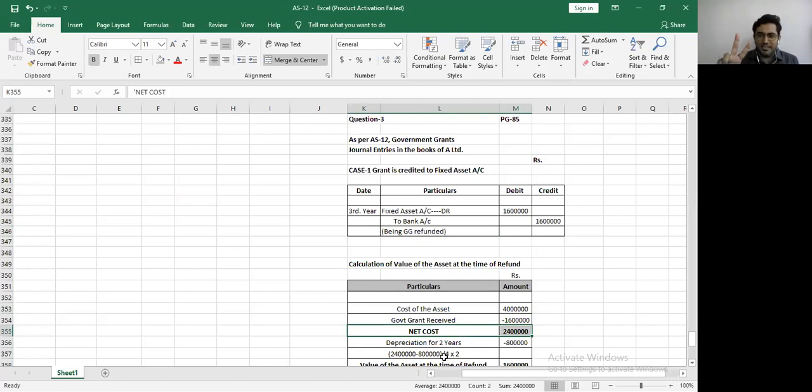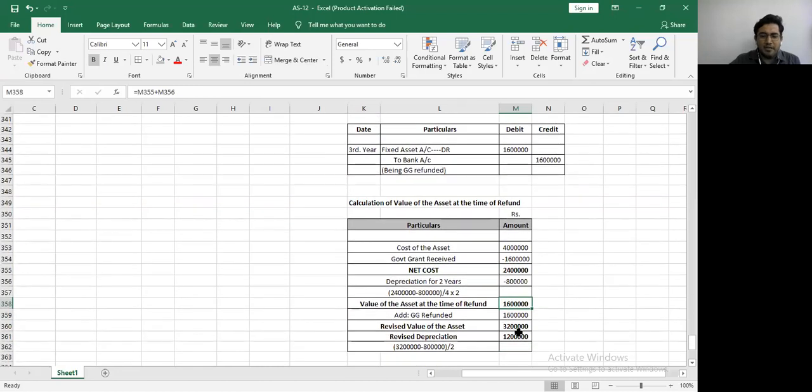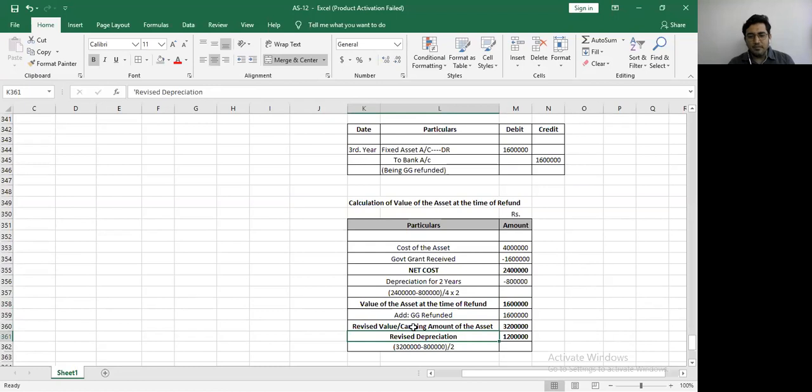So we used the asset for 2 years. The refund happened in the third year, meaning after using the asset for 2 years. So first I deducted 2 years of depreciation. That means at the time of refund, what was the value of the asset? 16 lakhs, 24 minus 8. After that, the government grant that we refunded, that we add to the cost of the asset. So at that time I added and I got the revised carrying amount of the asset. Instead of revised value, I am putting here revised carrying amount of the asset. So value of the asset at the time of refund is 16 lakhs.